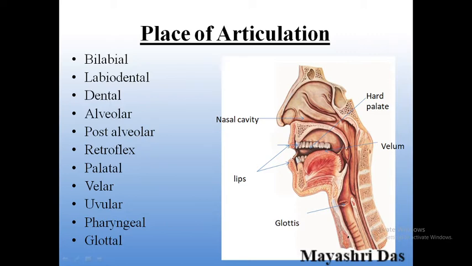Here are the places of articulation. First is bilabial, then labiodental, dental, alveolar, post-alveolar, retroflex, palatal, velar, uvular, pharyngeal, and glottal. These names are generally given according to the organs that are used in producing the speech sound.